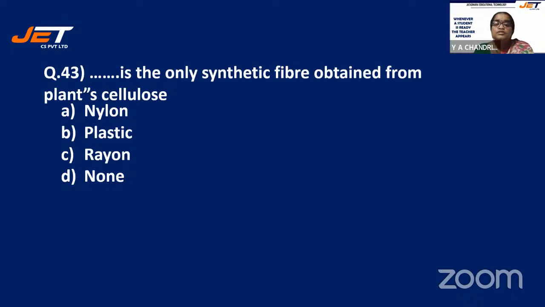Next question. Dash is the only synthetic fiber obtained from plant cellulose. Nylon, plastic, rayon, none. Let us check the answer. It is option C, rayon. So we studied earlier that rayon is made up of cellulose. So same question: dash is the only synthetic fiber obtained from cellulose, that is rayon.